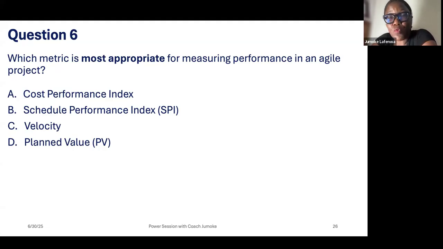Which metric is most appropriate for measuring performance in an Agile project? A, cost performance index. B, schedule performance index. C, velocity. And D, planned value. So let me count: 1, 2, 3, up to 10. Let me peep.